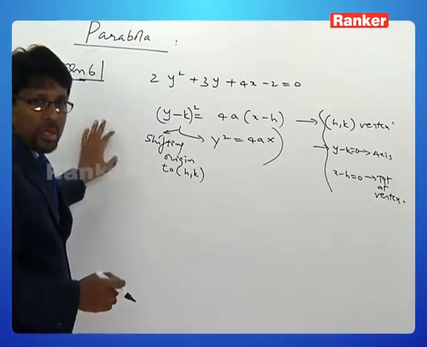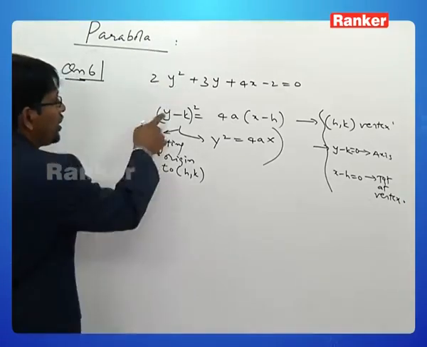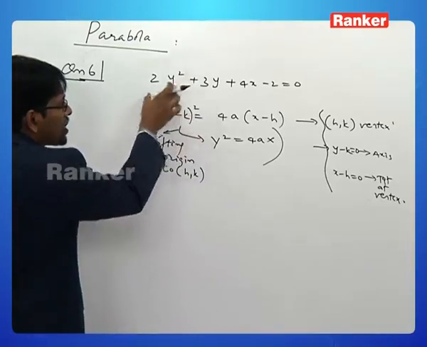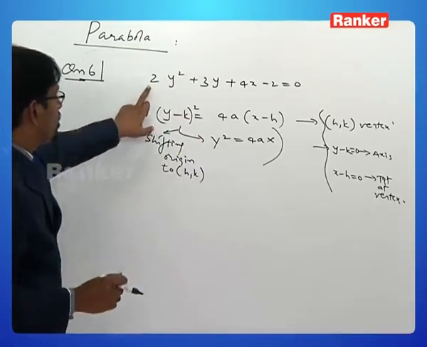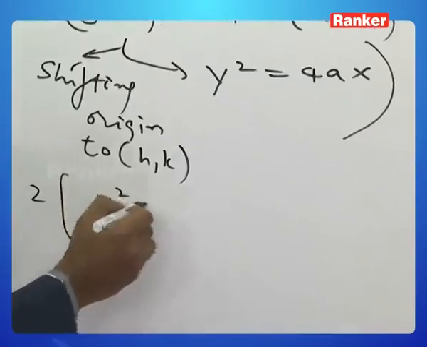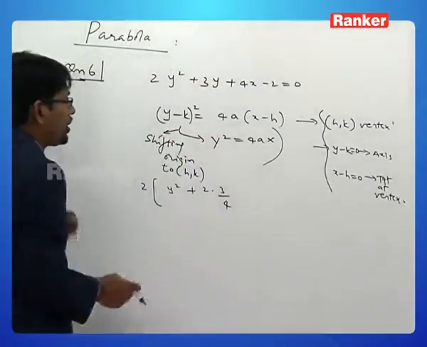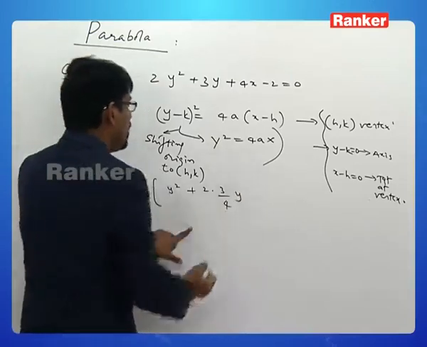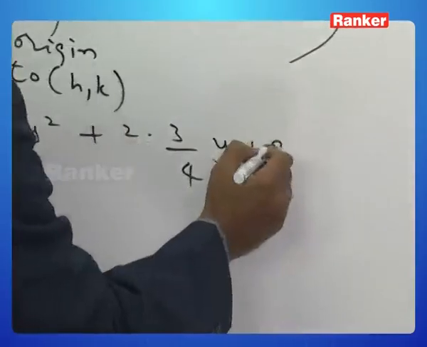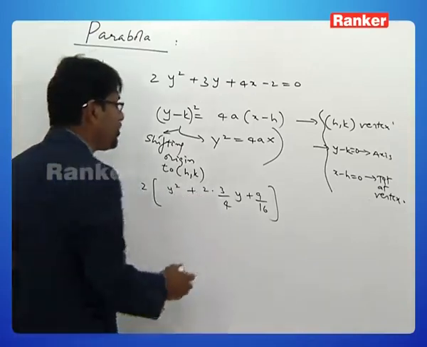Now coming back to this problem, let's try to bring this into the standard form. I have to complete a perfect square in the y terms here. So we will take out 2 common, and for y square plus 3 by 2 y, we'll write 2 into y square plus 3 by 4 y. In order to complete the perfect square, I need to introduce a 9 by 16. So 2 into 9 by 16, that is 9 by 8, is getting added.